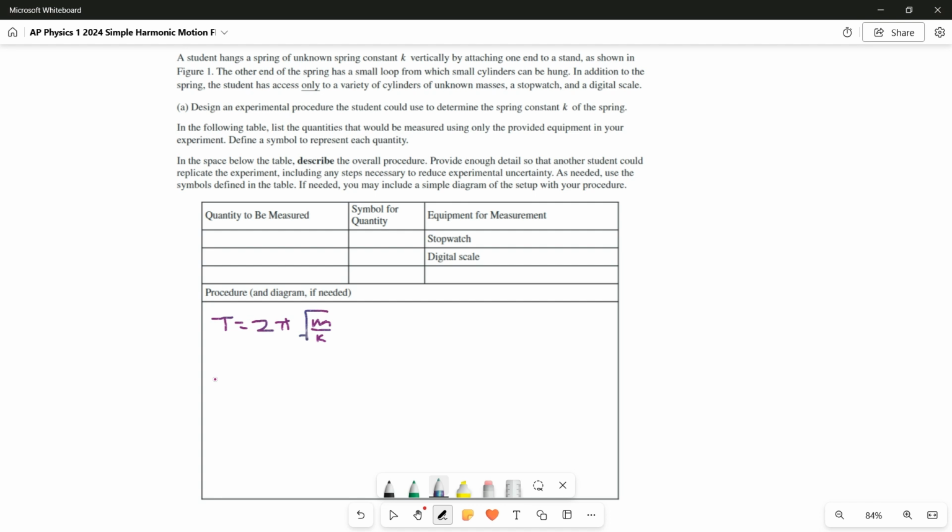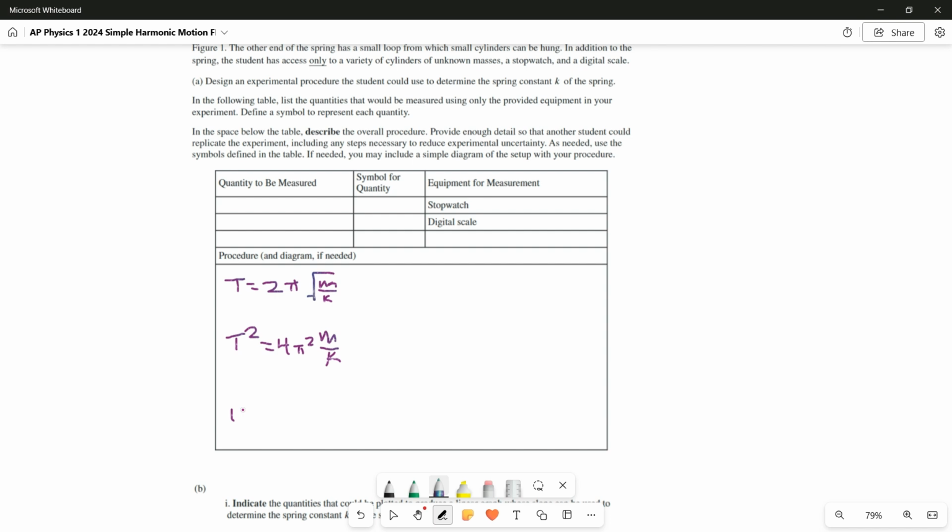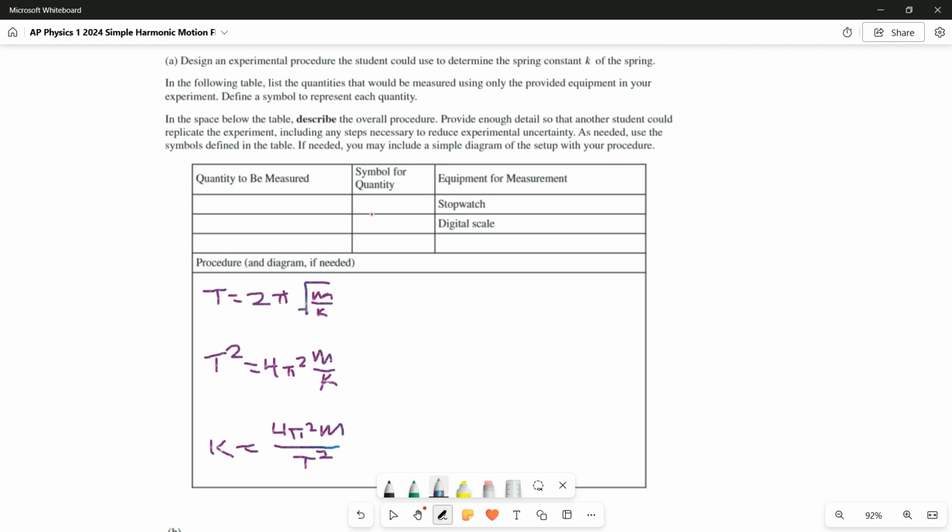All we need to do is square both sides, so we get that T squared is equal to 4 pi squared m over k. And then with a simple cross multiplication, we get that k is equal to 4 pi squared m over T squared. Okay, so that was one part of it, and we've already derived our expression here. But first of all, we do have to define our symbols that we used here.